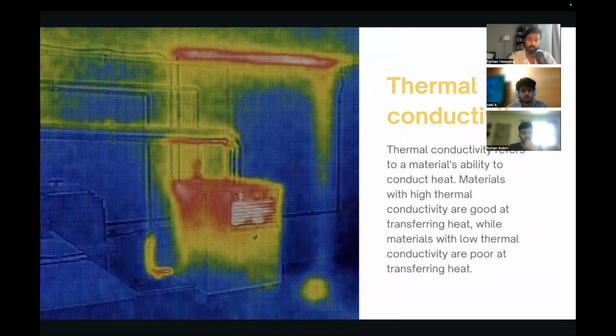Next is thermal conductivity. In this image, you can see that when you're taking a thermal image, there are different parts that glow red, which is indicating more thermal activity. Sohan, what do you think it means to have good thermal conductivity?